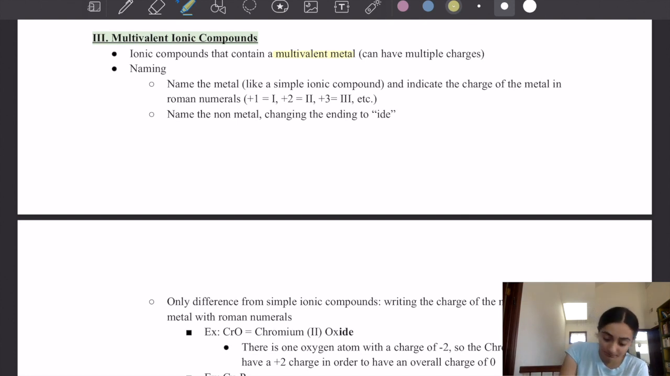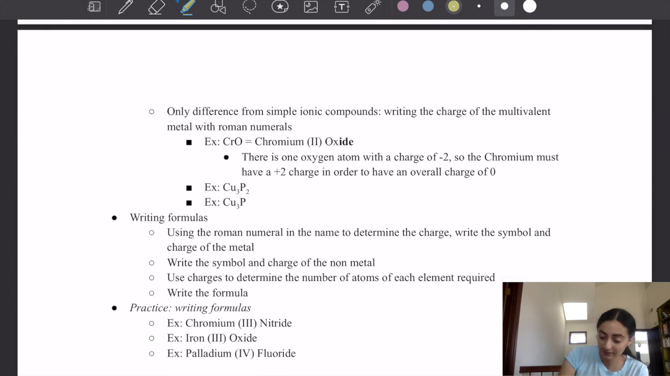So we name the metal just like a simple ionic compound, and then we indicate the charge of the metal with Roman numerals. And then just like a simple ionic compound, we name the nonmetal and we change the ending to "ide." And like I said, the only difference from simple ionic compounds is that you're writing the charge of the metal with Roman numerals. So we have chromium oxide. And the way that you go about naming this, oxygen has a -2 charge.